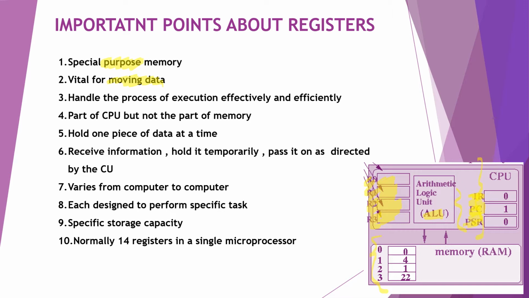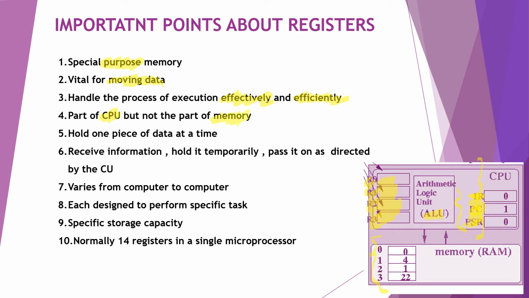The next point says handle the process of execution effectively and efficiently. Of course, because all these processor registers reside inside the CPU, execution becomes very effective and efficient because of the small gap, or no gap, as all are situated very near to each other inside the processor. It's a part of the CPU, but not a part of memory.